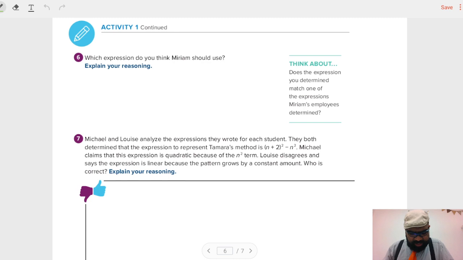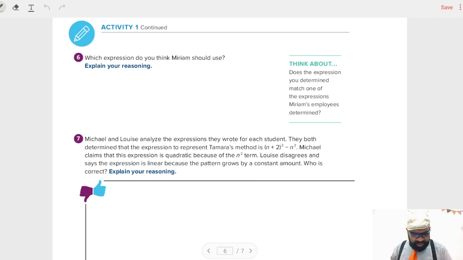Question 6, guys. Which expression do you think Miriam should use? Doesn't matter. Any expression she uses will work. Everything over here, guys, as you notice, will work because all of them give us the total tiles we have over there.